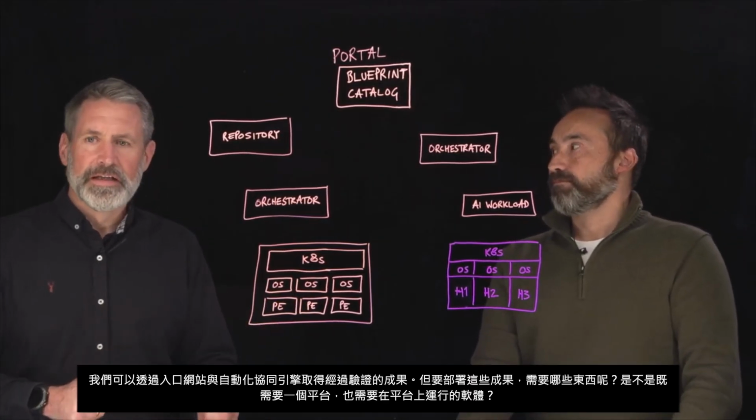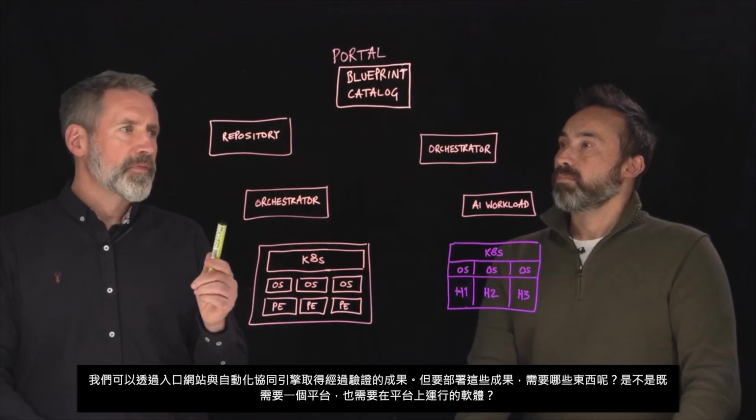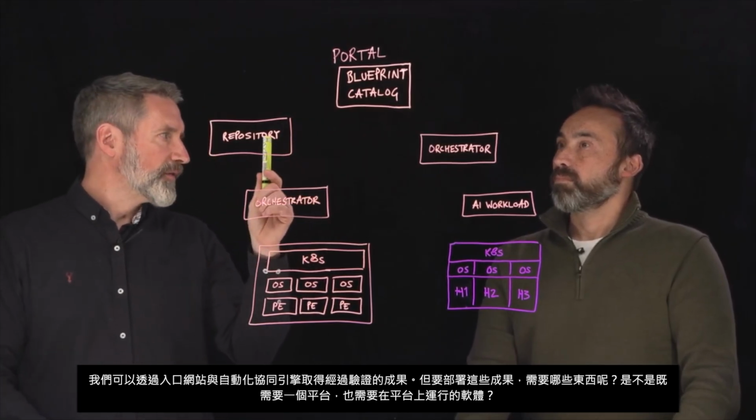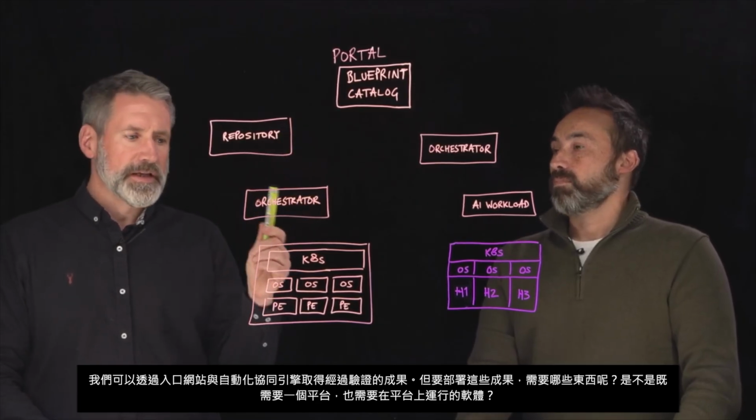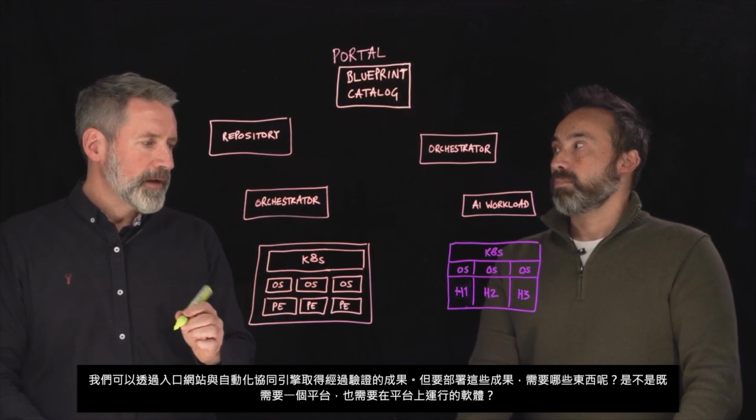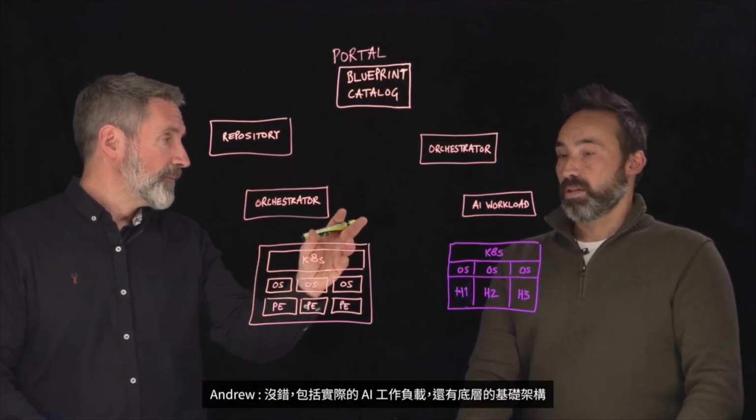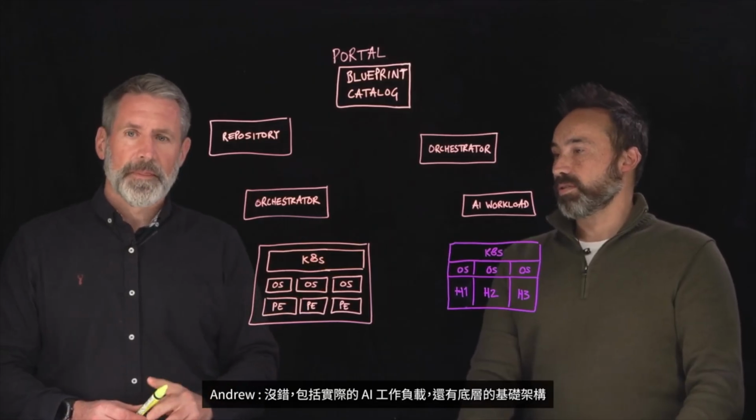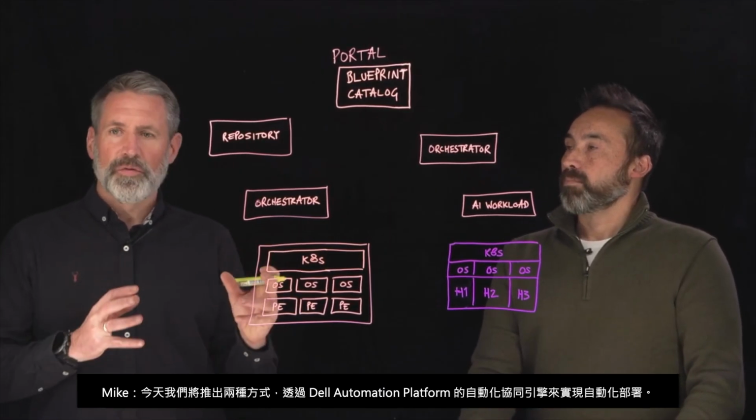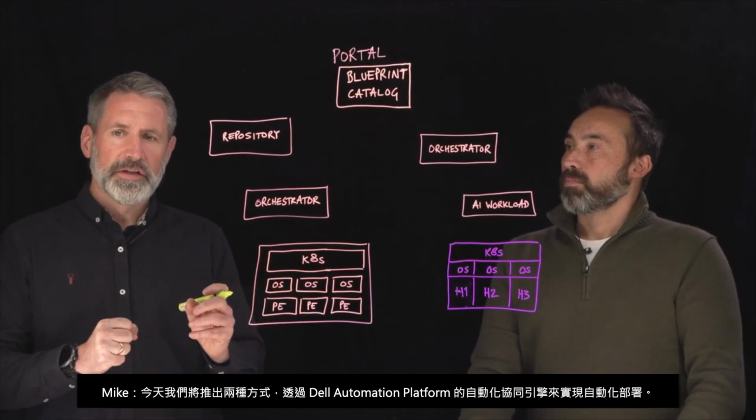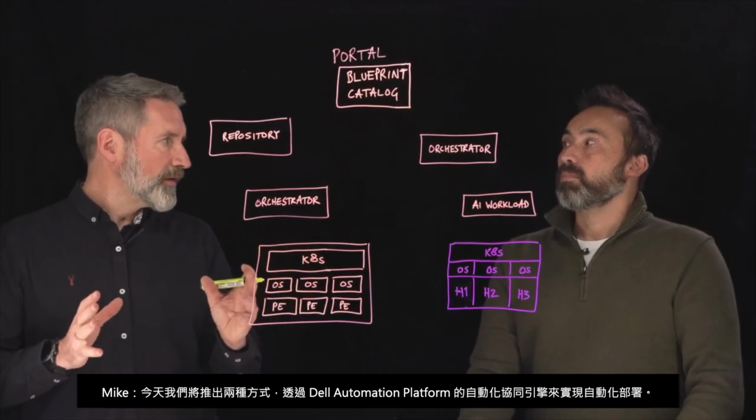Okay. So we have the ability to take validated outcomes from the portal and the orchestrator. But what do those outcomes need to be deployed? They need both a platform, and then they need the software running on top. Yes, so the actual AI workloads as well as just the underlying infrastructure. So today, we're going to be launching two different ways to enable the automation through the Dell Automation Platform Orchestrator to make this happen.